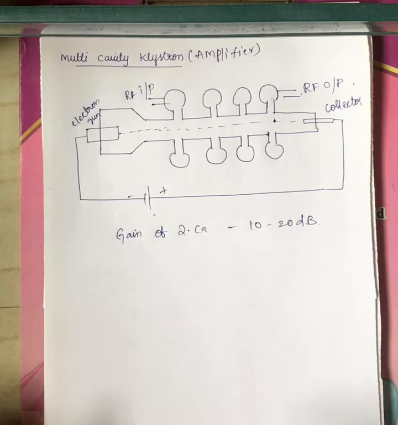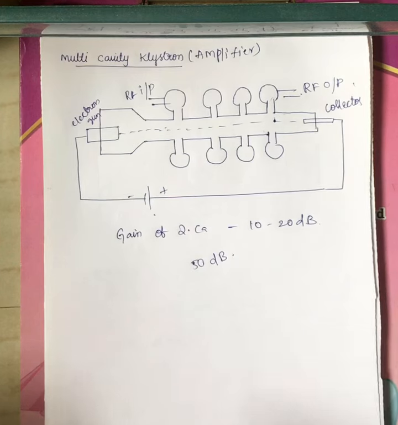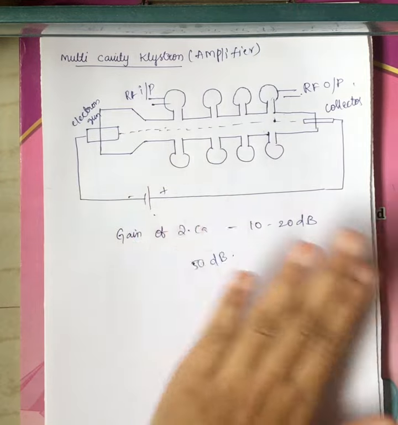Now generally we will prefer a 4 cavity klystron amplifier whose gain is 50 dB. Generally we will prefer this multi cavity. Multi indicates m equals 4, n equals 4, which contains 4 cavities, right? Now this is about your multi cavity. The operation is the same.